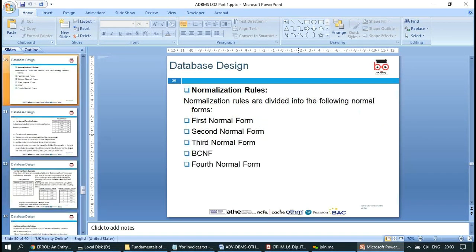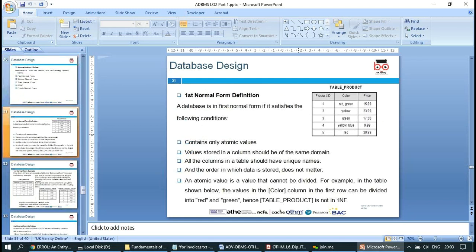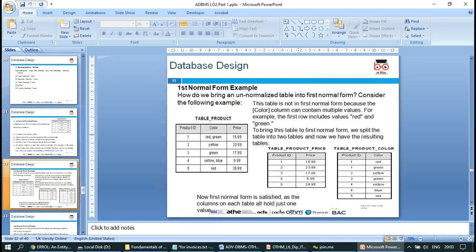So simply, the first normal form says that the value should be atomic, and it should not be multiple values. Like the color cannot be stored, let's say the product one cannot have red and green color, isn't it? So you need to split the color separately and associate it with the product ID.